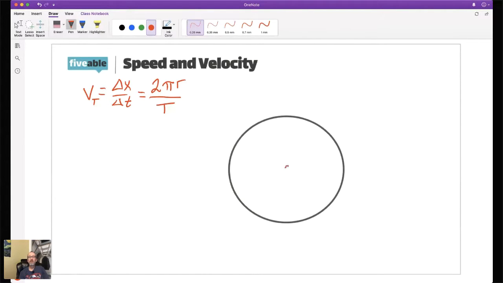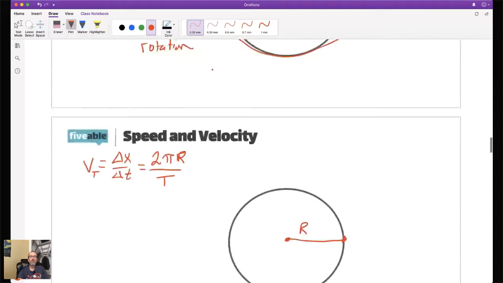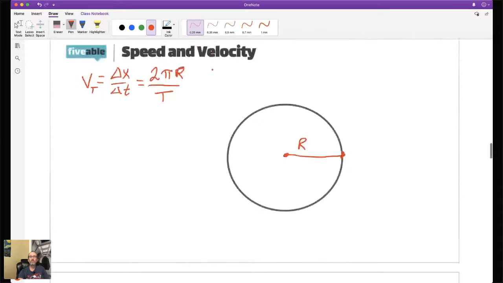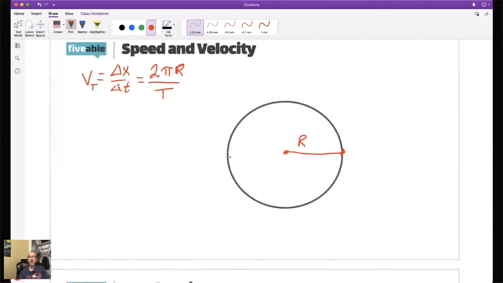Now, earlier we said that the distance from here to here, that radius, and let's go ahead and make this a big R. So we said earlier that the radius was 5 meters. So we're going to go ahead and put in R is equal to 5 meters. And we said that the period, T, is equal to 10 seconds. So let's go ahead and find that.